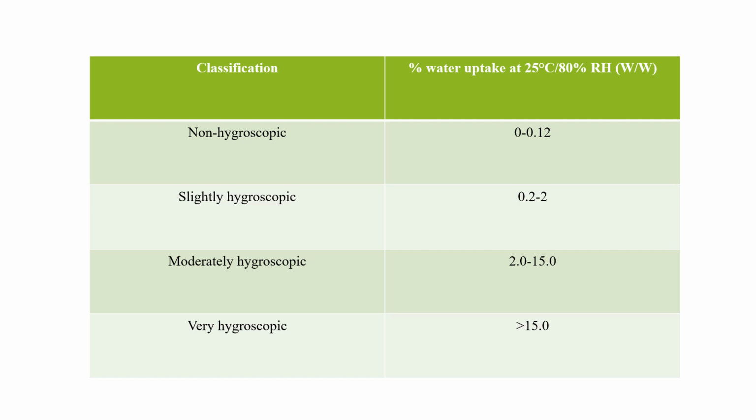It's a very easy classification, and you can see that the non-hygroscopic shows less water uptake, then the slightly hygroscopic compound shows higher water uptake than the non-hygroscopic forms. Next, the moderately hygroscopic compound shows higher. The graph is increasing gradually, and the very hygroscopic compound shows more than 15% water uptake.